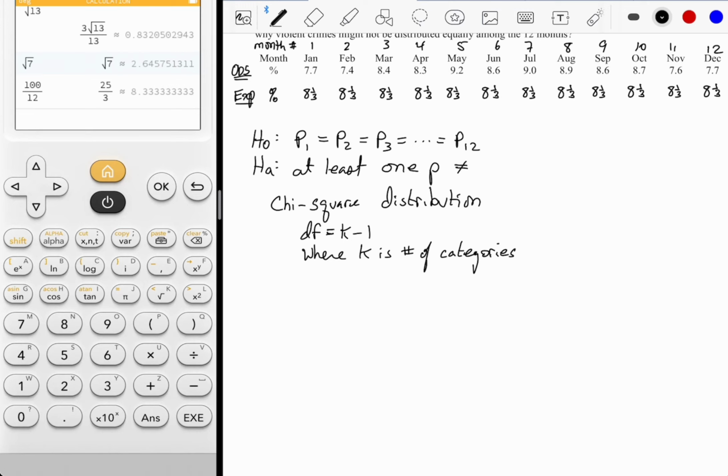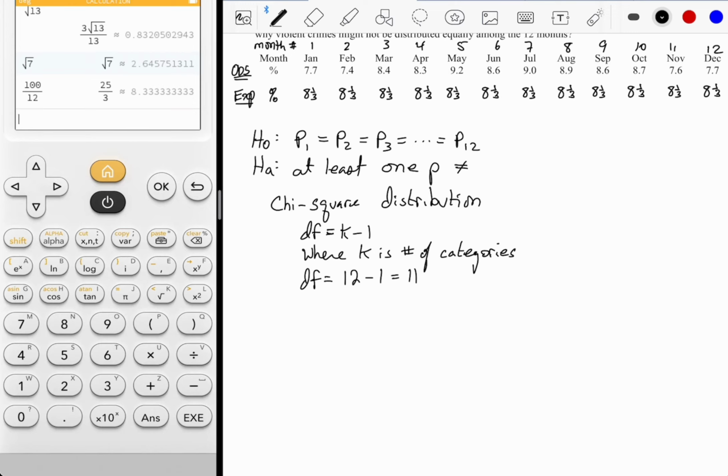What some people do is they go with a capital N to represent the number of samples and lowercase n to represent the number within each sample. That's something you could do too. As long as it's obvious what calculation you're doing, they don't really get too bent out of shape over that. So degrees of freedom would be 12 minus 1, or 11. And it's 12 because we're looking at each month as being a category.